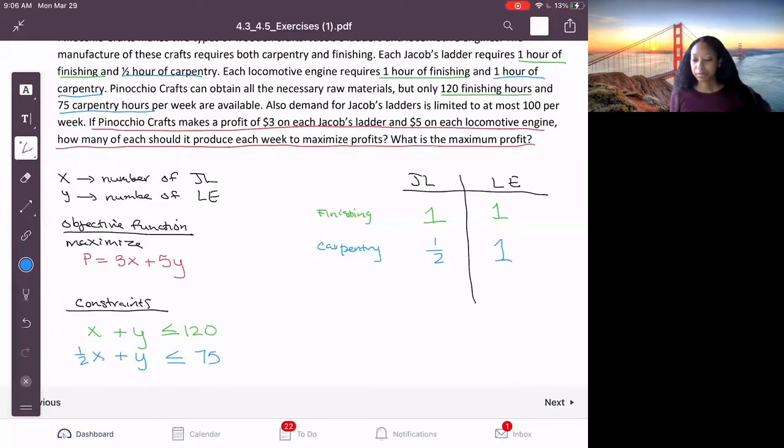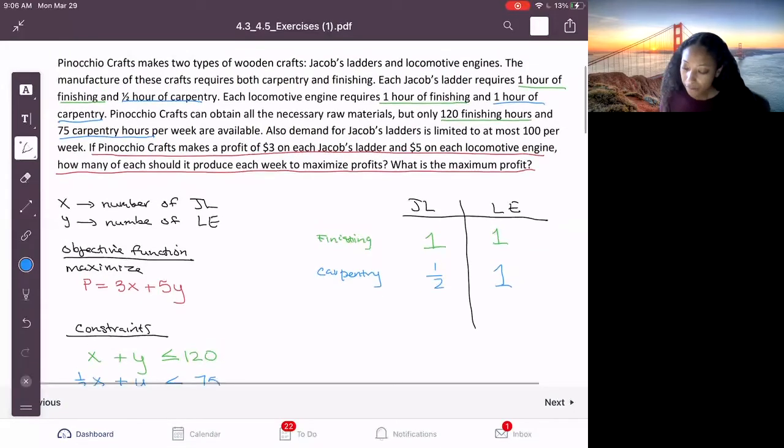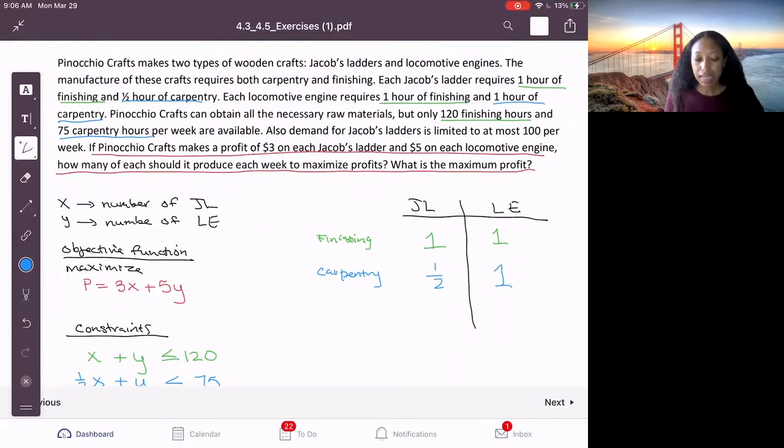All right. Now, there's something additional here. We read through all of this information. The first line just tells us what 2 things we have. The second sentence gives us our information for the Jacob's ladder. The third sentence gives us our information for the locomotive engine. Then we're told the constraints we have on the numbers for each one, the finishing and the carpentry.